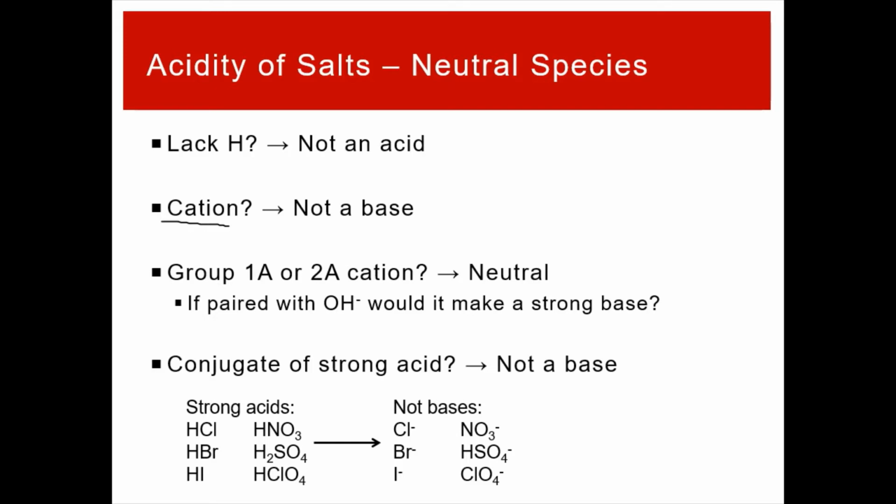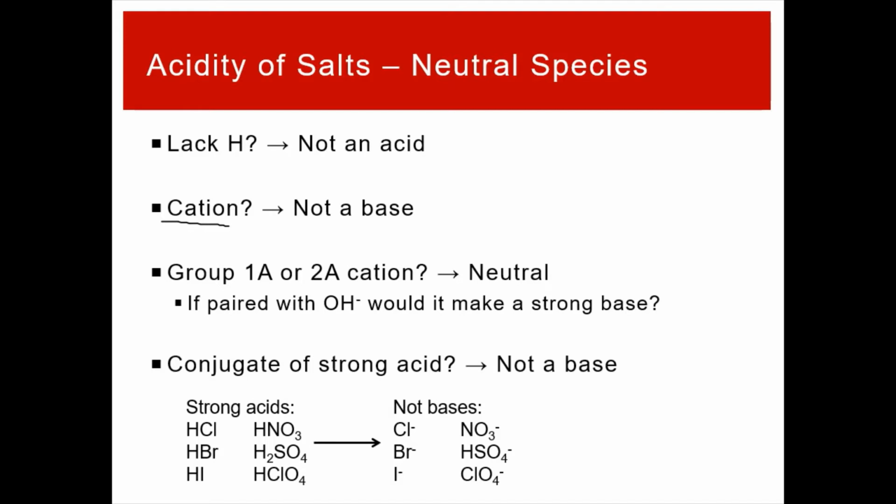There's just a lot of resistance to two positively charged things coming together. If you have a group 1A or 2A cation, the things that when paired with hydroxide make a strong base, those cations are always neutral. So a lot of the cations you're used to seeing in solutions, things like sodium, potassium, lithium, calcium, magnesium, are all going to be neutral because it's just a metal, right? There's no hydrogen, and they're cations, so they can't be an acid or a base.